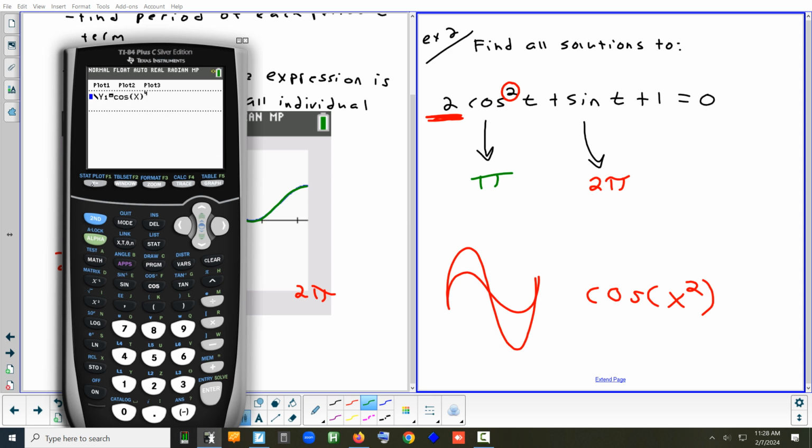Cosine squared, is it always positive? Yes. Same with cosine to the 4th, cosine to the 6th. It's always positive because you're raising something to an even power, which cancels the negative. The only way that it could come out negative is if you shifted it down. Then you can make it negative. But if you don't do any transformations, that's what cosine to an even power looks like.